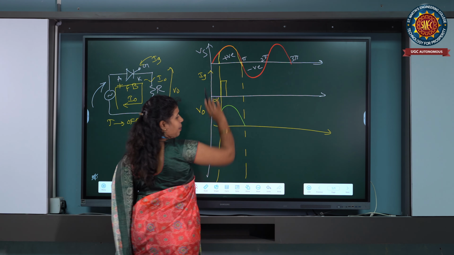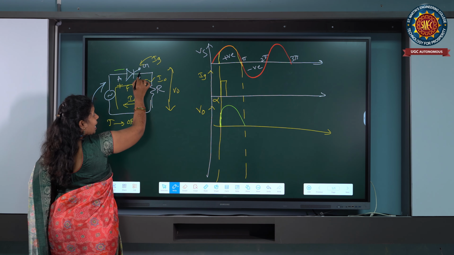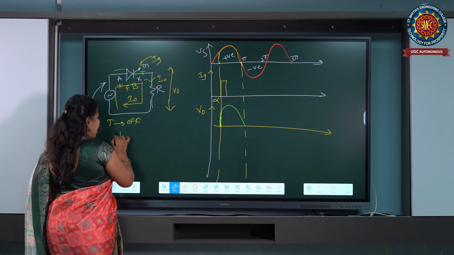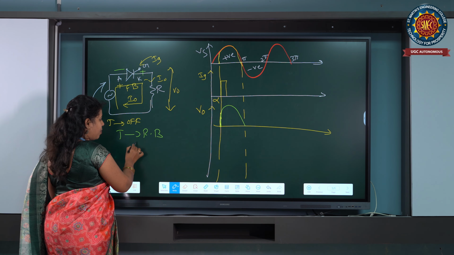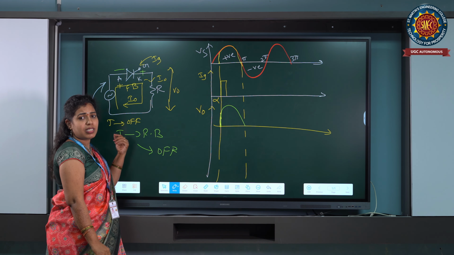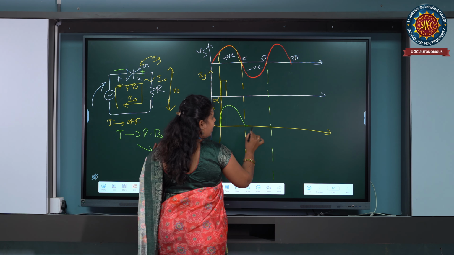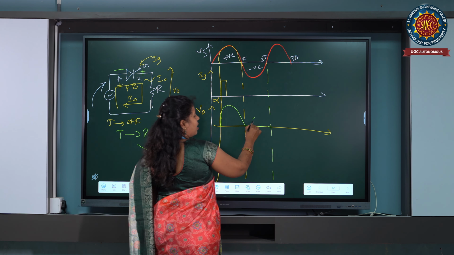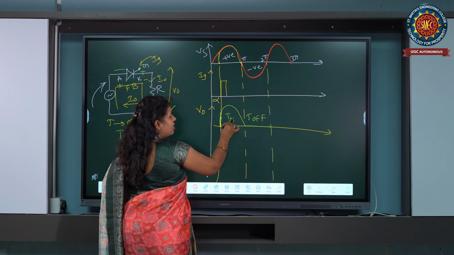Whenever it reaches pi, again the anode of the thyristor will be negative and the cathode positive, which means the thyristor is in reverse bias. If the thyristor is in reverse bias, it is in the off state only. Up to which time will the thyristor be in the off state? Up to 2 pi, because from pi to 2 pi the supply voltage is negative. So the thyristor is in the off state in this mode. Here the thyristor is in the on state.